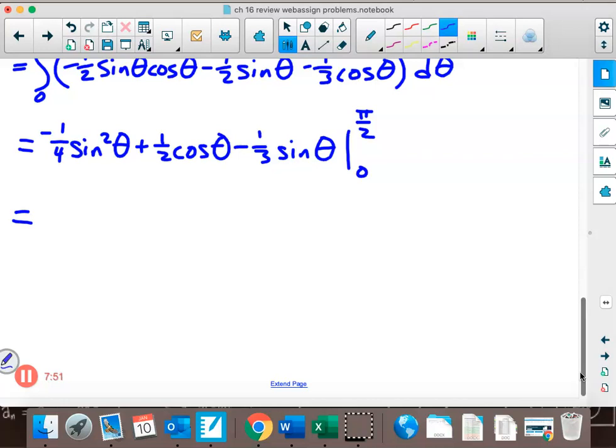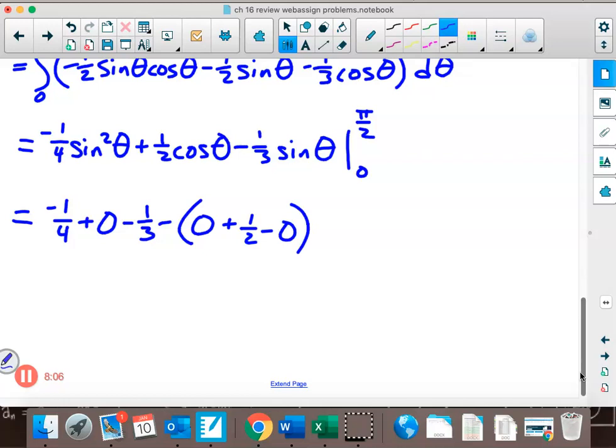So let's see what we got here. So sine of pi halves is 1, so you get negative 1/4 plus 0 minus 1/3 minus 0 plus 1/2 minus 0. So I get negative 1/4 minus 1/3 minus 1/2. So you're going for 12. So 3 plus 4 is 7, plus 6 is 13. That's what I got.